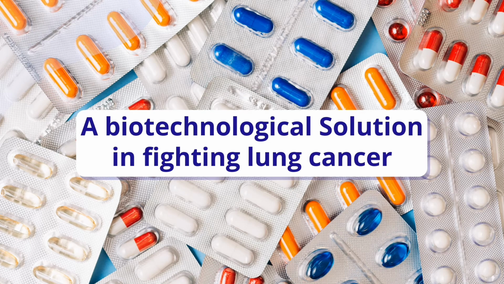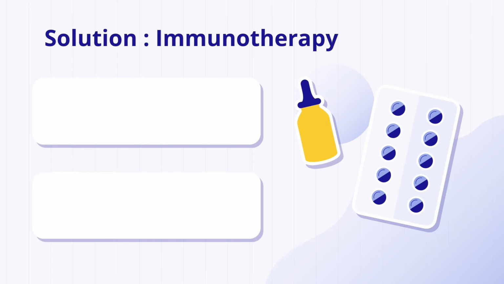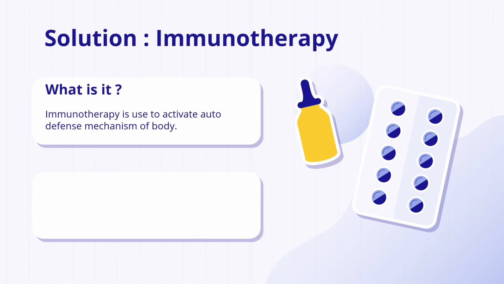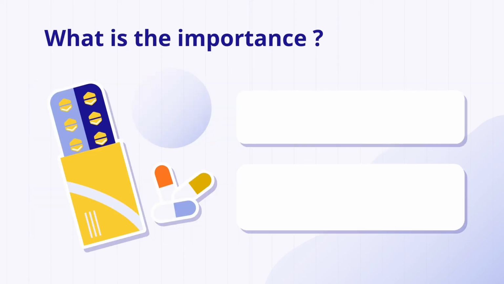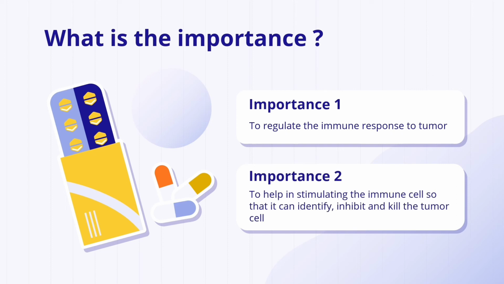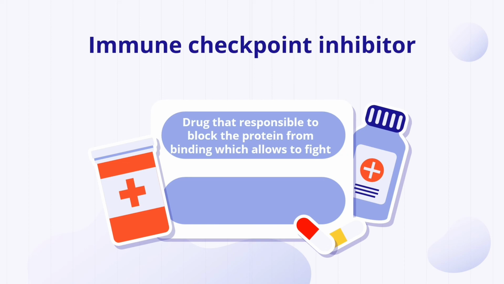The adaptation of biotechnology in treating lung cancers can be seen by the utilization of immunotherapy in fighting the cancer cells. Immunotherapy is used to activate the auto-defense mechanism of the body by treating the patient with an exogenous substance, also known as an immune checkpoint inhibitor. Immunotherapy is crucial to regulate the immune response to tumor, as well as helping in stimulating the immune cells to identify, inhibit, and kill the tumor cells. The checkpoint inhibitor is a type of drug that is responsible for blocking the protein from binding on immune system cells, which then allows them to fight tumor cells.